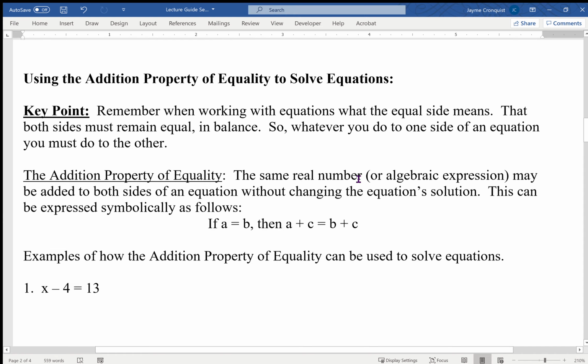All right, using the addition property of equality to solve an equation. All that means, the addition property of equality, that's what this is right here. That's saying if two things are equal, I can add the exact same thing to both sides and it will maintain its equality. It's not going to change whether or not the two sides are equal. We use this all the time.